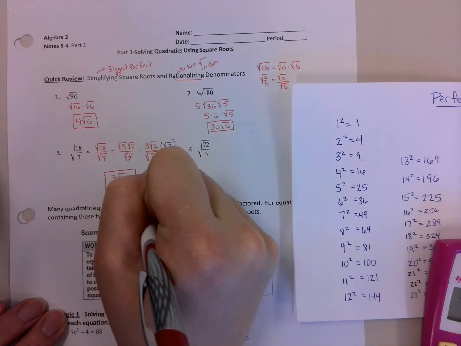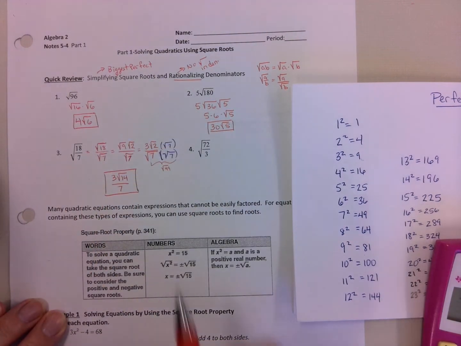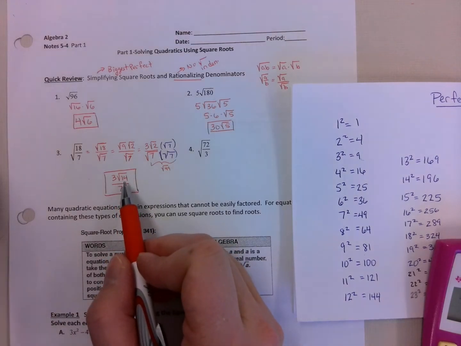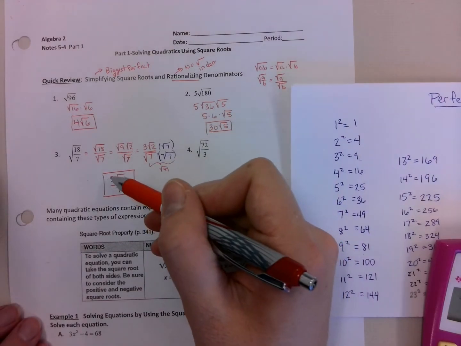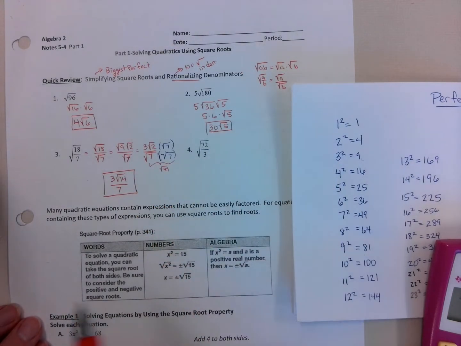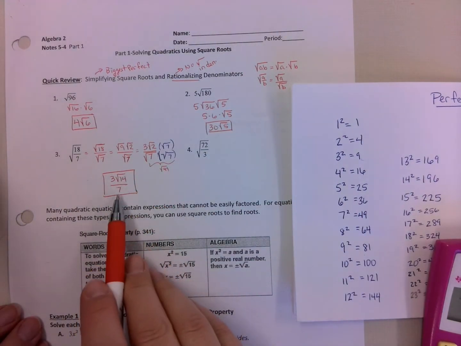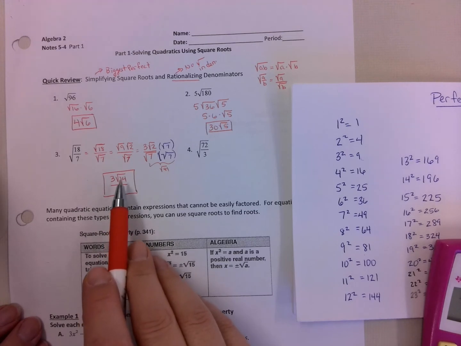Now, before I can say it's done, I should check, can I break the 14 down with any perfect squares? And I cannot. And then the other thing is, could I reduce my 3 and my 7? Okay, and that fraction doesn't reduce, but the 14 and 7, we're stuck because that's a square root.